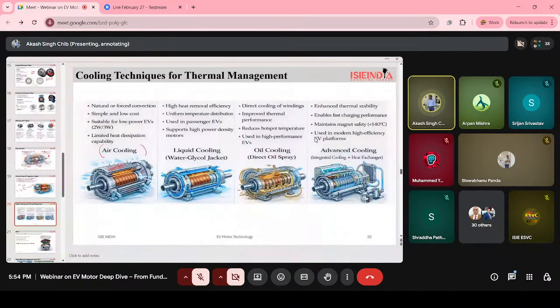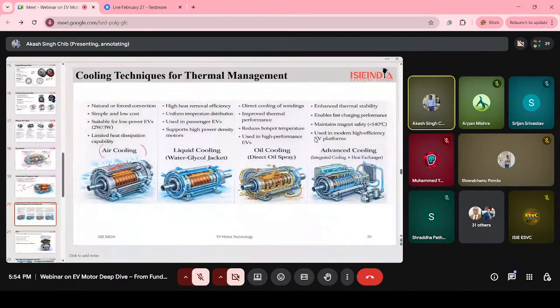And how does this oil cooling work? If you take an example, this motor is used in the Porsche Taycan. The Porsche Taycan has used an oil-cooled motor. That is our EV. And if you see the Hyundai Ioniq, it has also used oil cooling to remove the heat of the motor. And the Tesla Model S also has an oil-cooled motor.